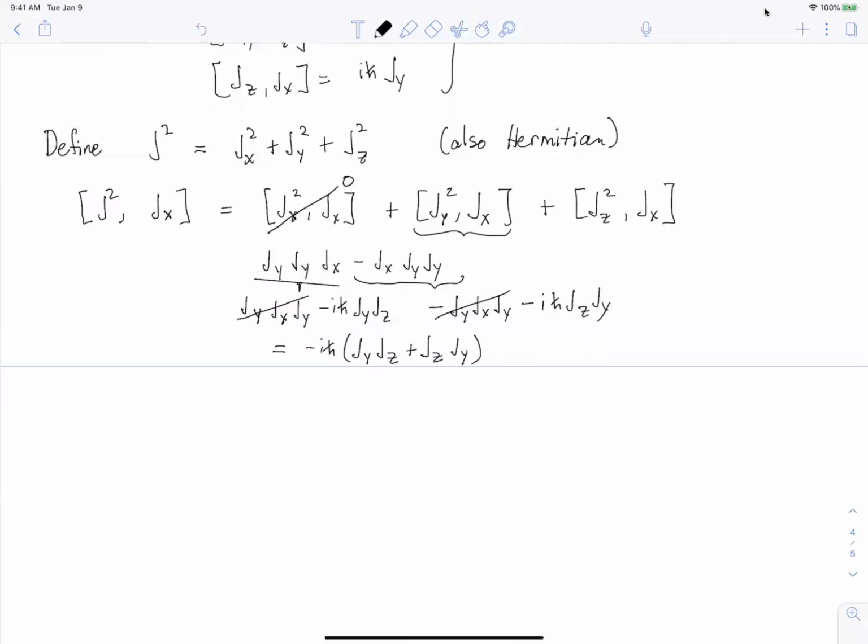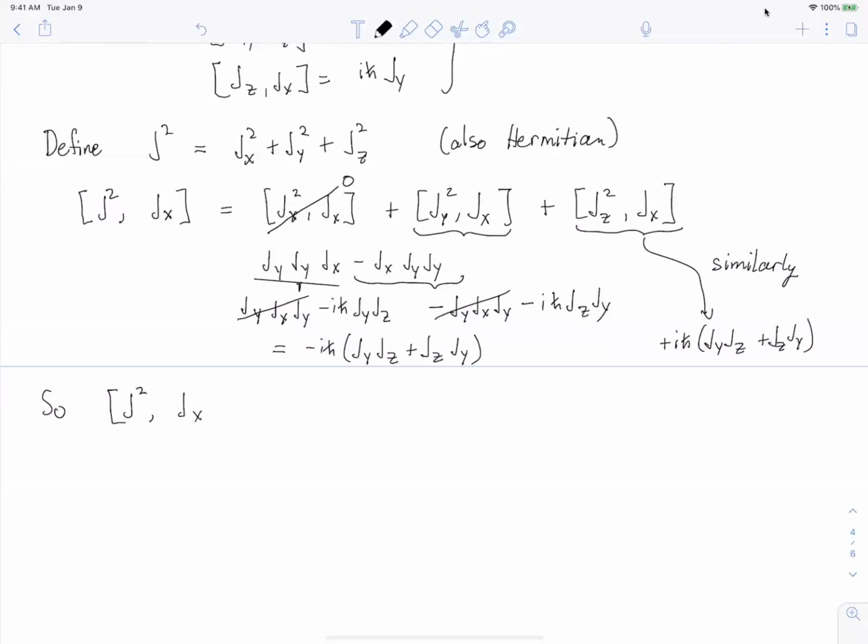Okay, and then similarly, I can do the exact same strategy on the last term. I'll just write similarly here. This is equal to plus i h bar times what turns out to be the same exact thing. Okay, and so what we've learned is that the commutator J squared with Jx is 0, which is good. That means they can be part of a complete set of commuting observables.